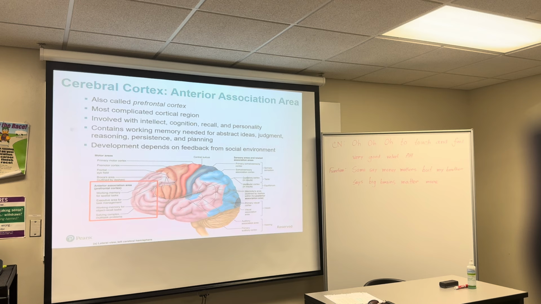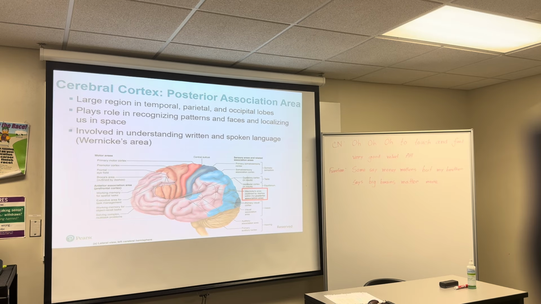Now let's talk about the anterior association area, also called the prefrontal cortex. It is the most complicated cortical region because it is involved with the intellect, cognition, recall, and personality. The way we are different from each other comes from the prefrontal cortex. It contains working memory needed for abstract ideas, judgment, reasoning, persistence, and planning. Its development depends on feedback from the social environment.